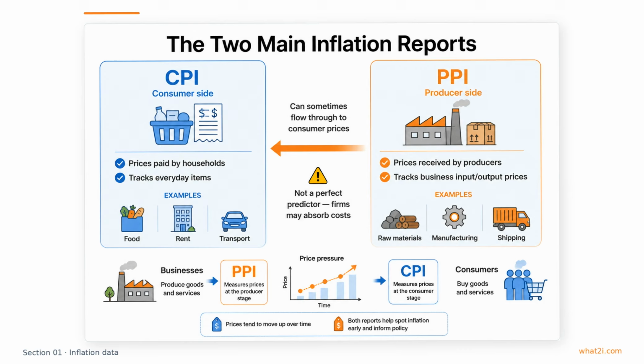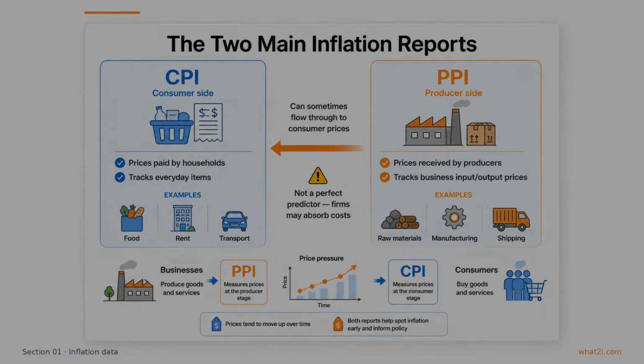Sometimes rising producer costs eventually feed into consumer prices, which means PPI can hint at future CPI pressure. But that link is not automatic, because firms may absorb some costs rather than pass them along immediately.